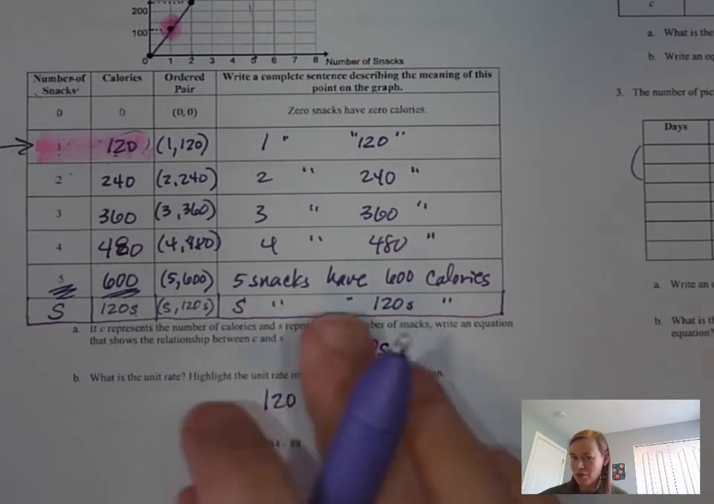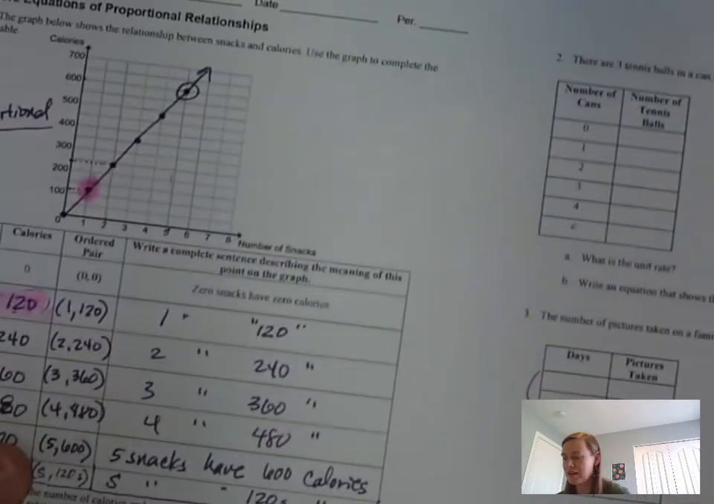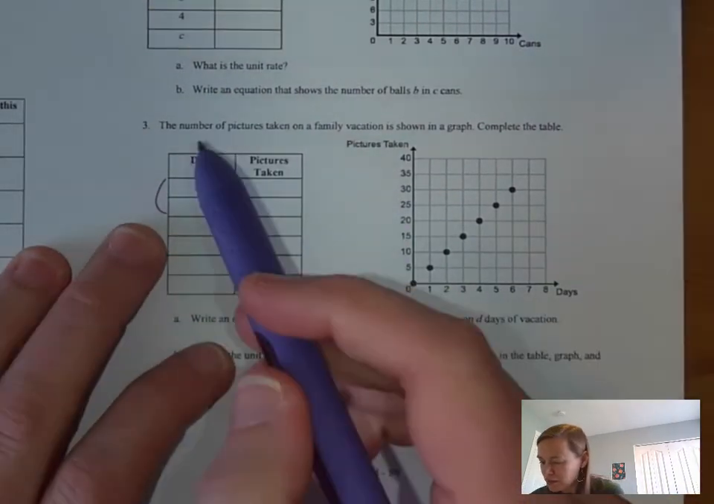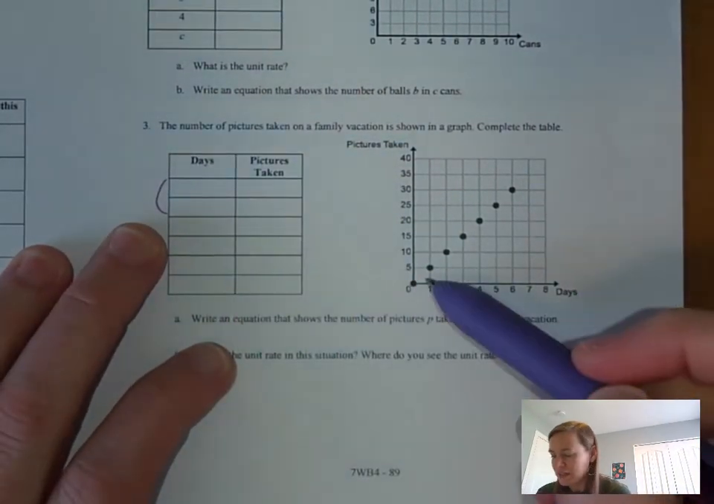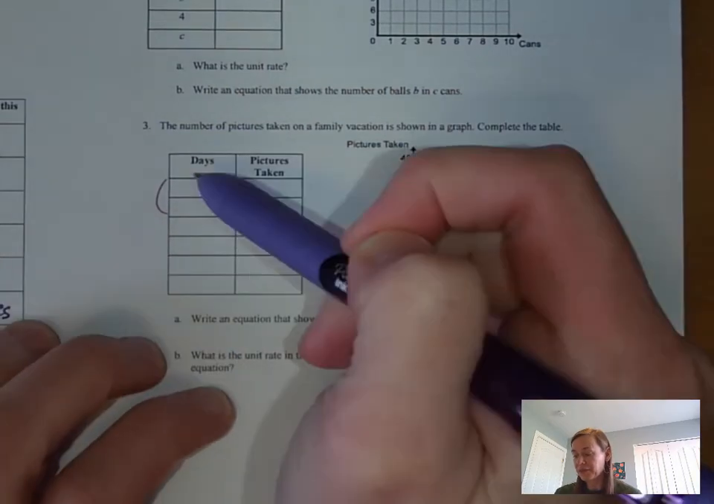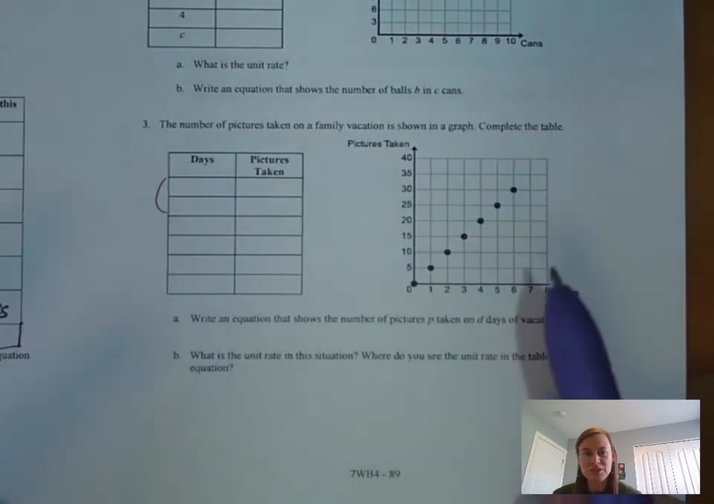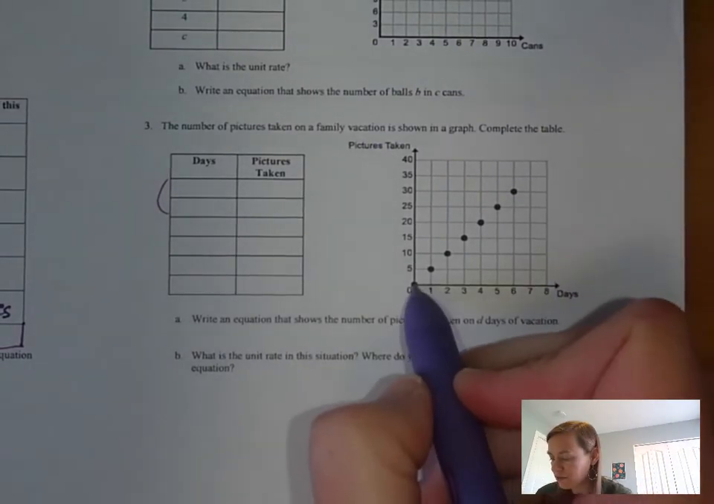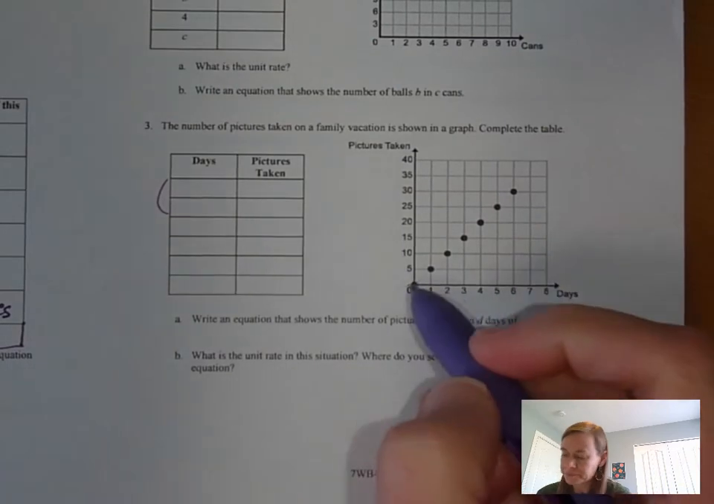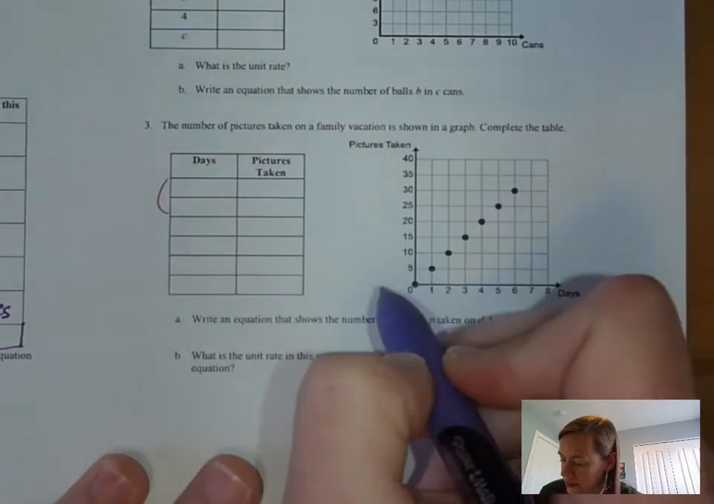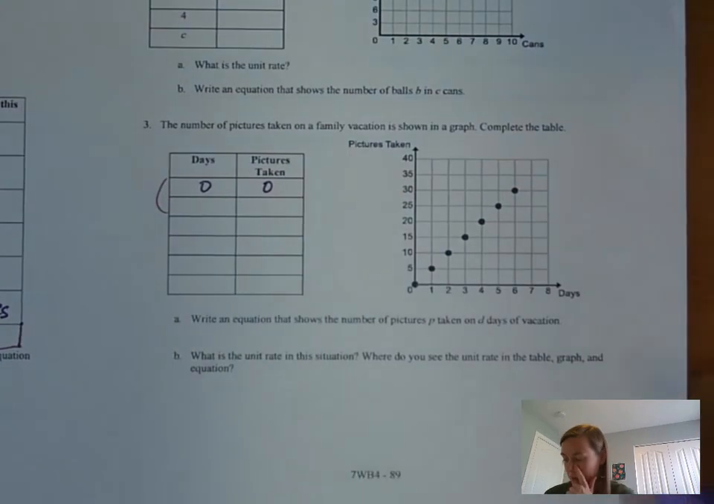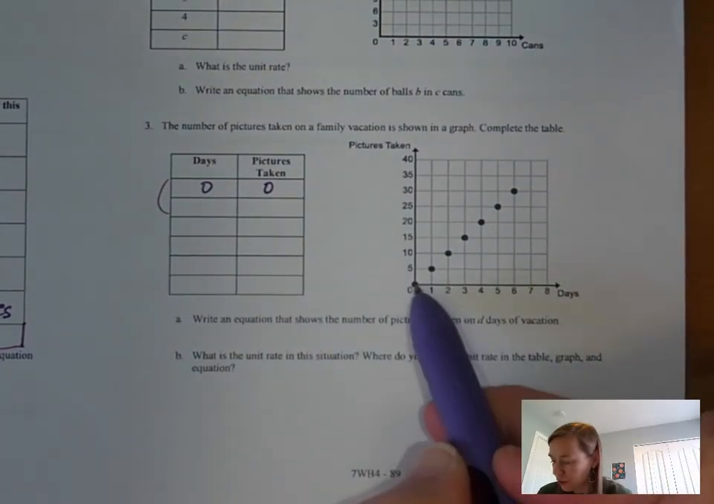There's not much else I want to go over with you, but let me show you just a couple little things. In problem number 3, what were we going to do? The number of pictures are shown on a graph. Okay, so you're going to use the data on this graph to complete the table. So just in case you're unsure about how to do that, I wanted to walk through a couple of those dots with you. You can use this as your first dot or that as your first dot. I'm going to start with 0, 0. So at 0 days, there are 0 pictures taken.